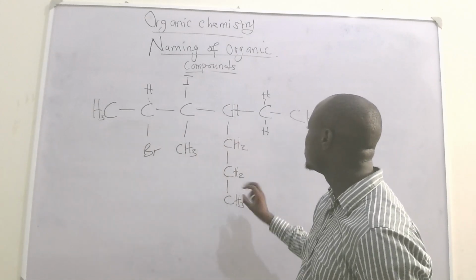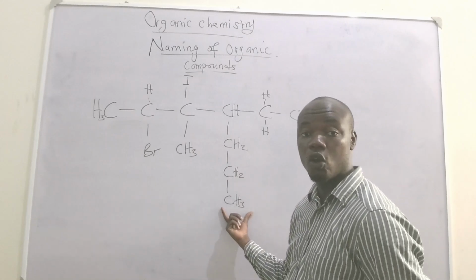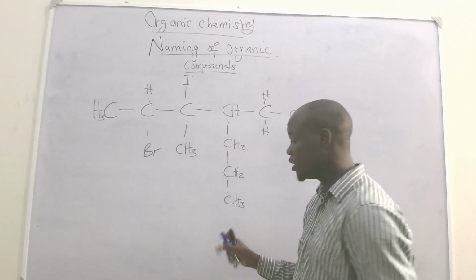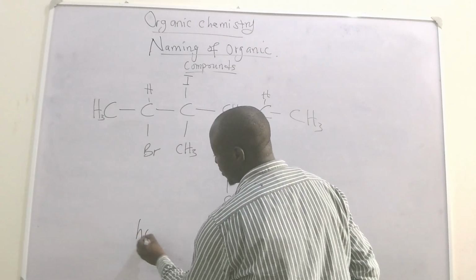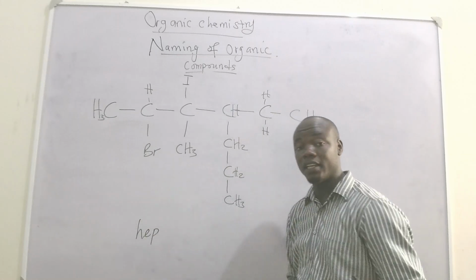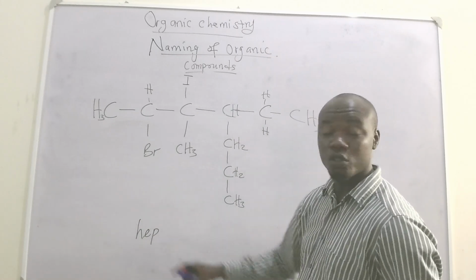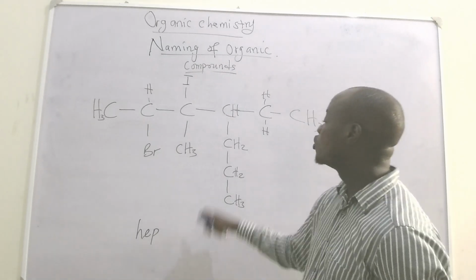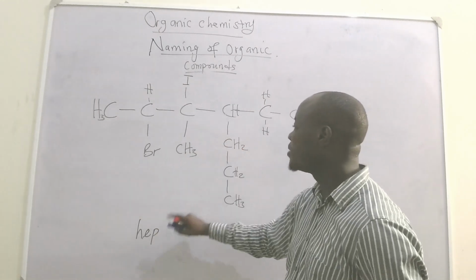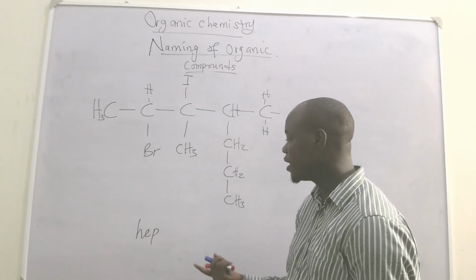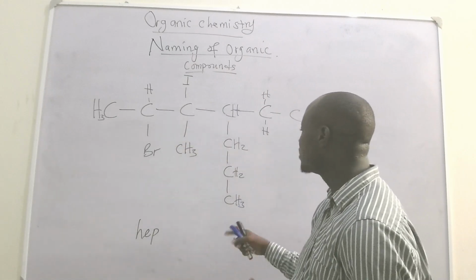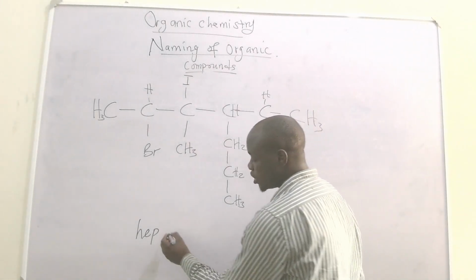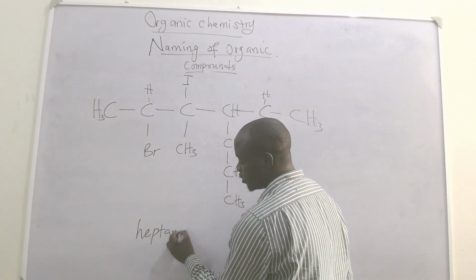If you follow here, it means that this one has the longest carbon chain. Of course, the number of carbons is 7, so we are going to use the prefix hept, because hept means 7. But now, what will be the end of the name? By looking at the compound based on the functional group, they all have single bonds, so it means that it will be heptane.